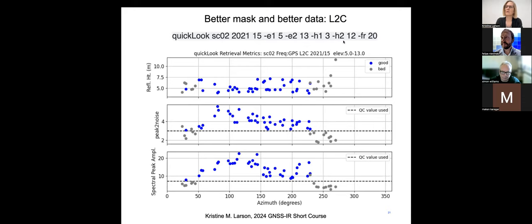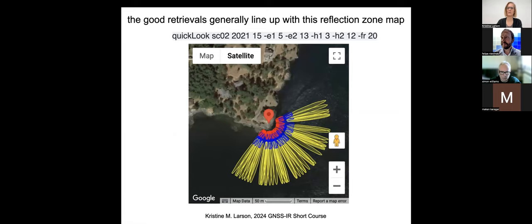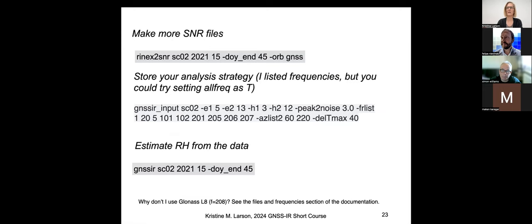And I'm showing you the better data just because it makes it easier to see the mask. The L2C data are better than the L1 data. So your retrievals won't always be as good, but if you look at L2C, you know you're seeing something good. And all the blues are above these default QC parameters that are shown in dashed lines. This is the mask that Simon showed before, and this is the one basically that I'm using. And I make more files. In this case, I specify GNSS as the orbit, I think because in 2021, it wasn't the default yet. I have my GNSS-IR input.